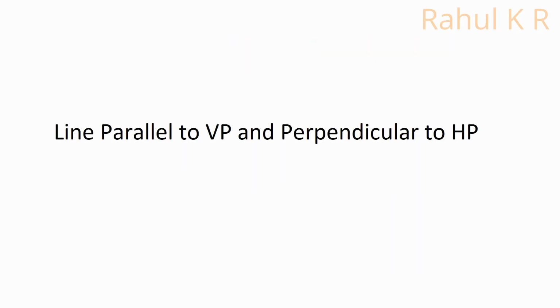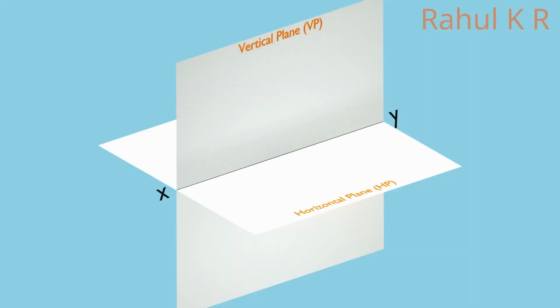Line parallel to VP and perpendicular to HP. Consider a line AB parallel to VP and perpendicular to HP. The entire line is in first quadrant. Since the line is parallel to VP, the projection of the line on VP, the front view, will have the same length as that of the line itself. If the line has a length of 50 mm, the front view will also measure 50 mm. Also, since the line is perpendicular to HP, the front view will be perpendicular to the XY line.